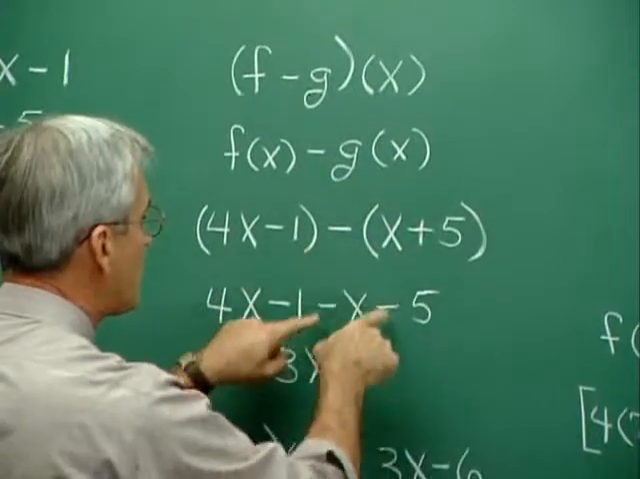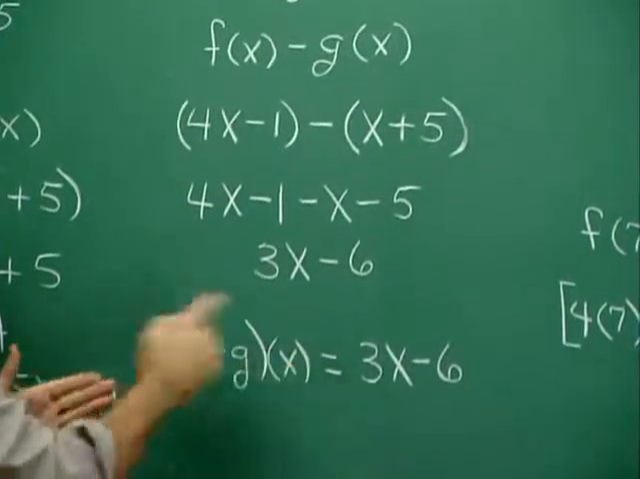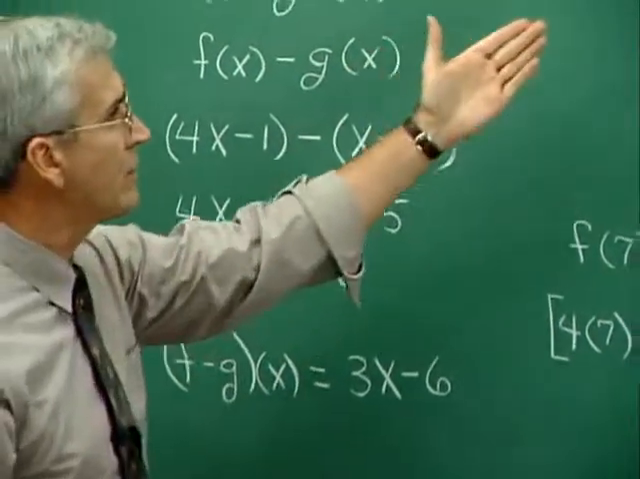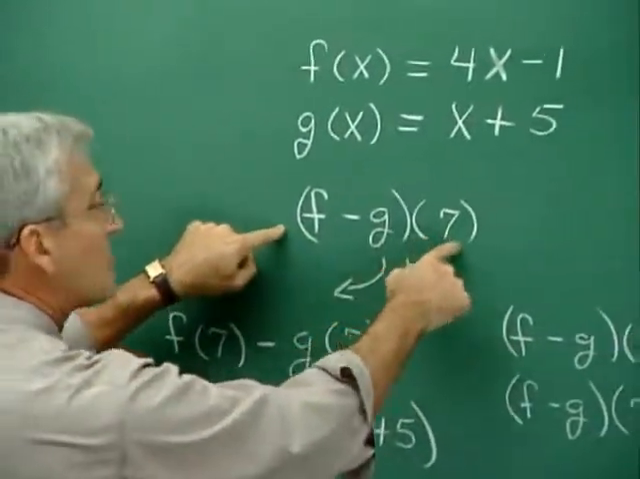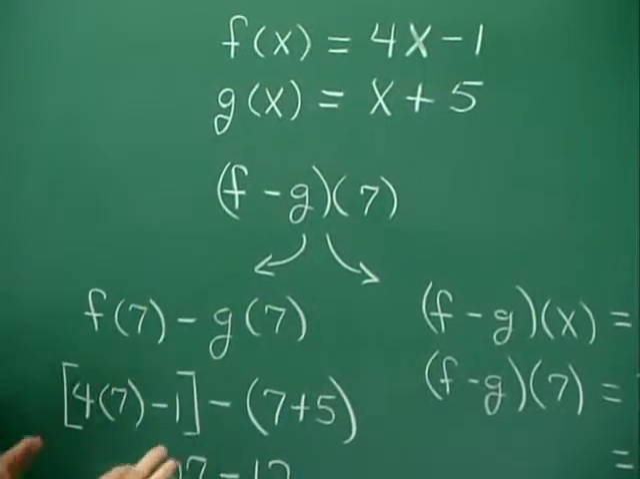Drop the parentheses, we're changing signs over here, collect like terms, and we get this. So f minus g of x is 3x minus 6. Now, suppose we take the same two functions we had before, and we want to find f minus g of 7, of a particular value. There are actually two ways that we can proceed here.